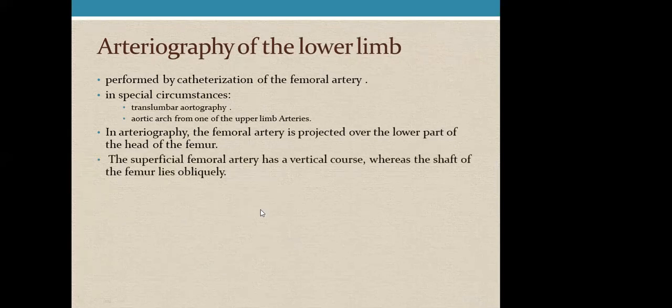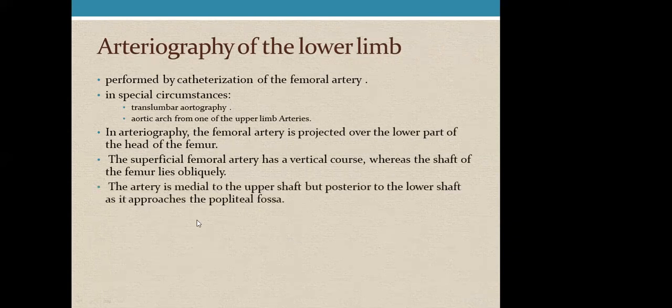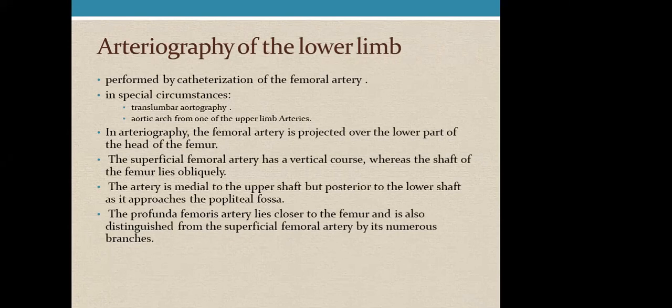The superficial femoral artery has a vertical course, whereas the shaft of the femur lies obliquely. The artery is medial to the upper shaft, but posterior to the lower shaft as it approaches the popliteal fossa. The profunda femoris artery lies closer to the femur and is also distinguished from the superficial femoral artery by its numerous branches.